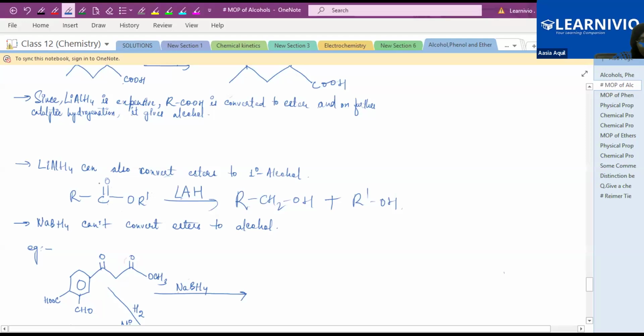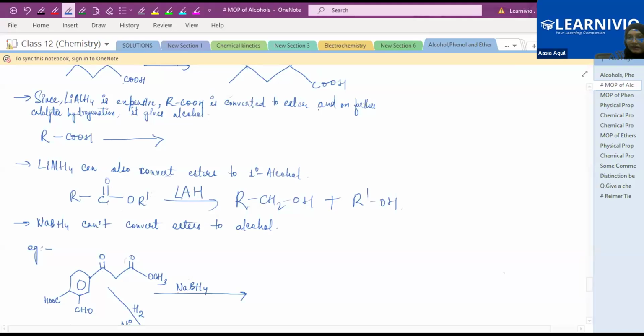So let's see the reaction. Suppose we have our COOH. How can we convert this carboxylic acid to an ester? You know very well, you are very aware of the esterification reaction. What is the esterification reaction?